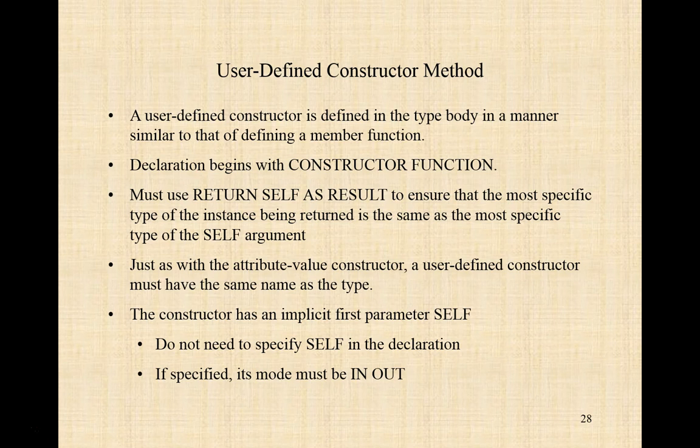This requirement ensures that the most specific type of the instance being returned is the same as the most specific type of the self argument. This will become important when we look at inheritance and subtyping. Just as with the attribute value constructor, a user-defined constructor must have the same name as the type. The constructor has an implicit first parameter called self. You don't need to specify self in the declaration, but if you choose to specify it, it must have a parameter mode of in-out.